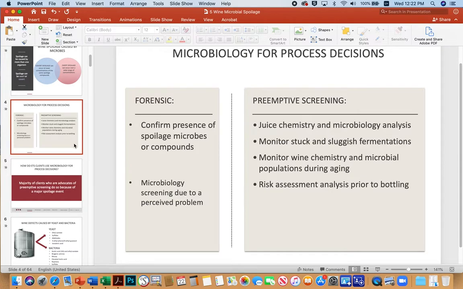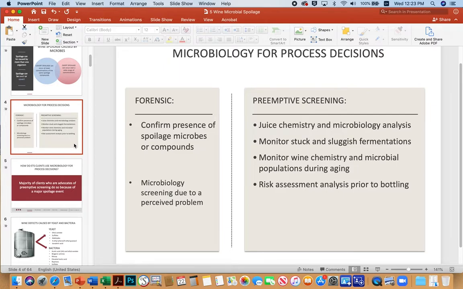This slide is an important one in the sense that it divides the process decisions into forensic versus preemptive. Now, obviously, hopefully, you want to be on the right side, the preemptive side, the side where individuals do monitoring and chemical and microbiological analysis. The idea here is obviously to catch problems before they happen, or before they get worse. And obviously on the left is the forensic side, where you have a problem, you lose a bunch of product, for example, and then you look backwards and try to figure out what went wrong.